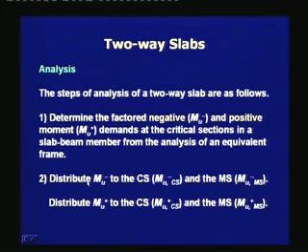Next, distribute Mu minus to the column strip and the middle strip. The column strip moment will be denoted as Mu minus CS and the middle strip moment will be denoted as Mu minus MS. Similar to Mu minus, we also distribute the positive moment Mu plus to the column strip and middle strip, and those are denoted as Mu plus CS and Mu plus MS respectively.